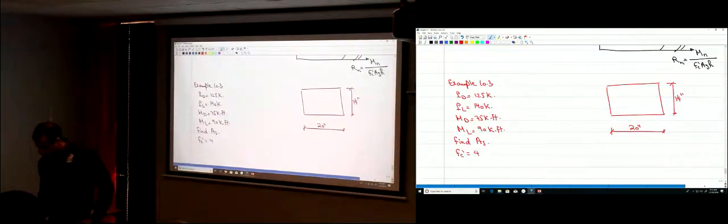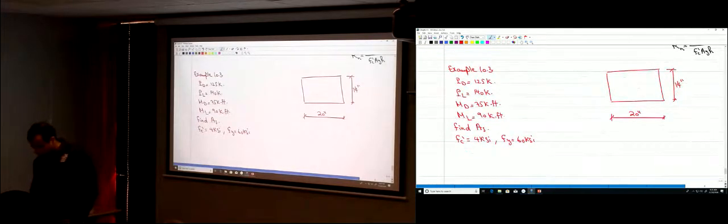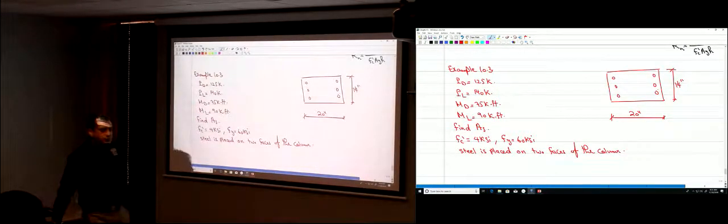FC prime is 4 KSI, the properties of the material. F yield is 60 KSI. Where will you put the steel? The steel is only on the two faces. So steel is distributed, or steel is placed on two faces of the column. So you're going to have some steel here and some steel here to resist those actions.